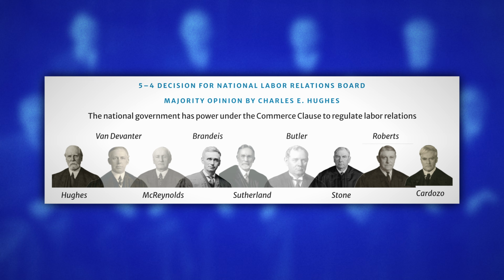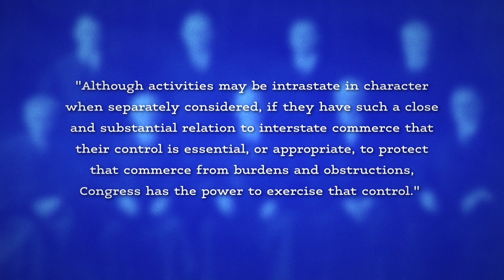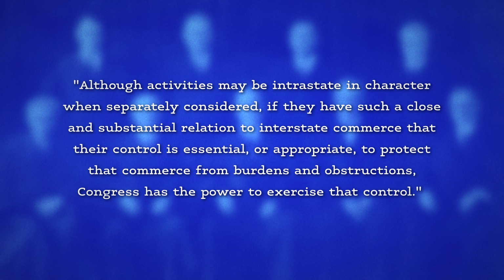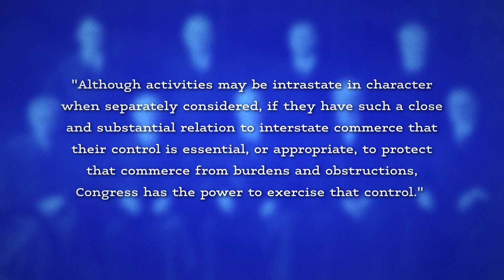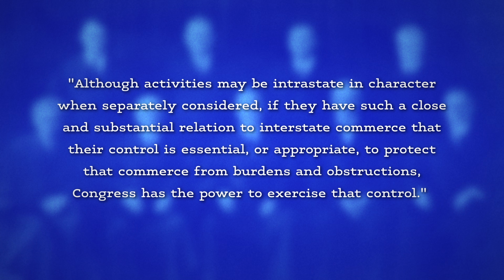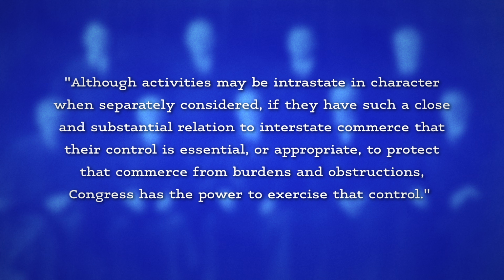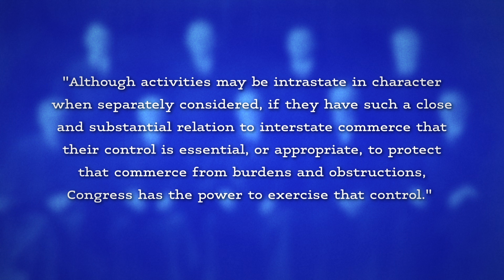But like any good steel corporation, J&L Steel refused, arguing that the order was a violation of the Constitution and that the NLRB had no authority to make that order because it did not involve interstate commerce. And in a split 5-4 decision, the Supreme Court found this. "Although activities may be intrastate in character when separately considered, meaning within only one state, if they have such a close and substantial relation to interstate commerce that their control is essential or appropriate to protect that commerce from burdens and obstructions, Congress has the power to exercise that control."